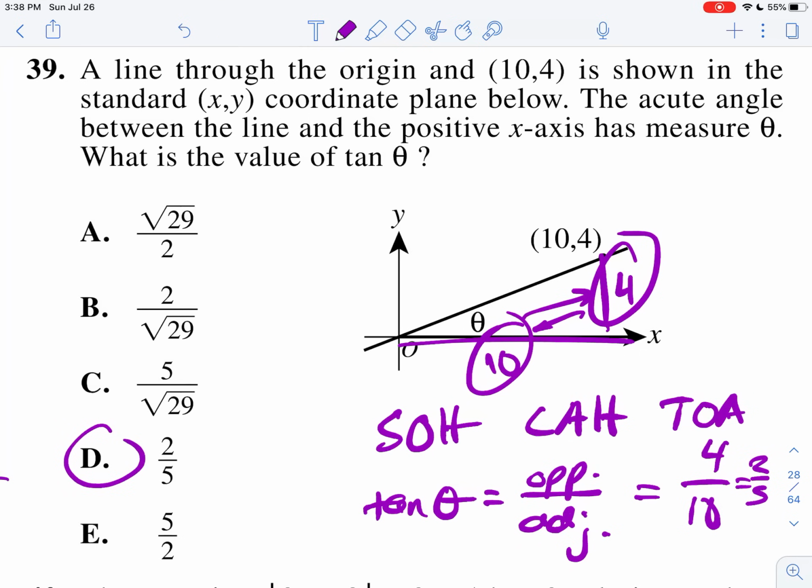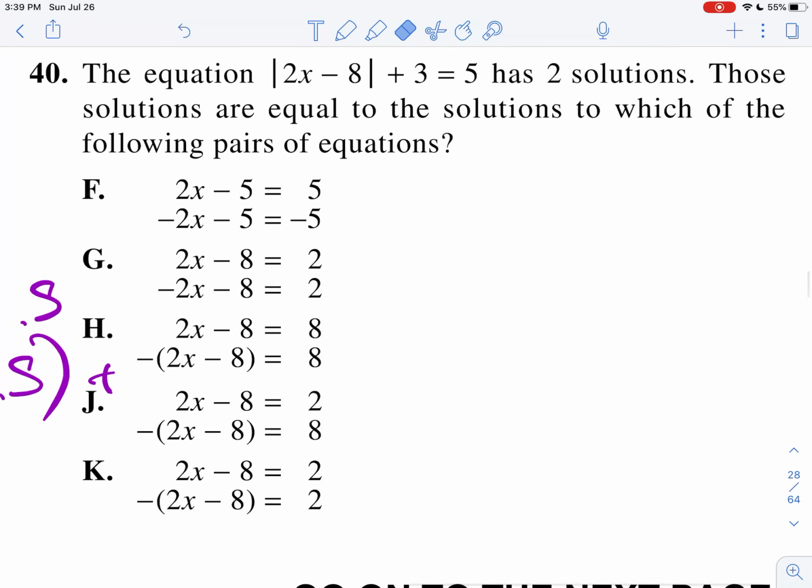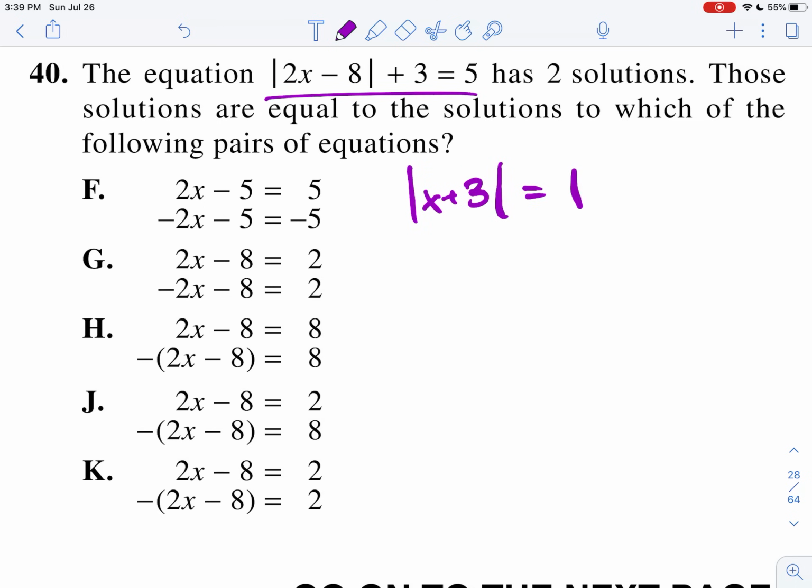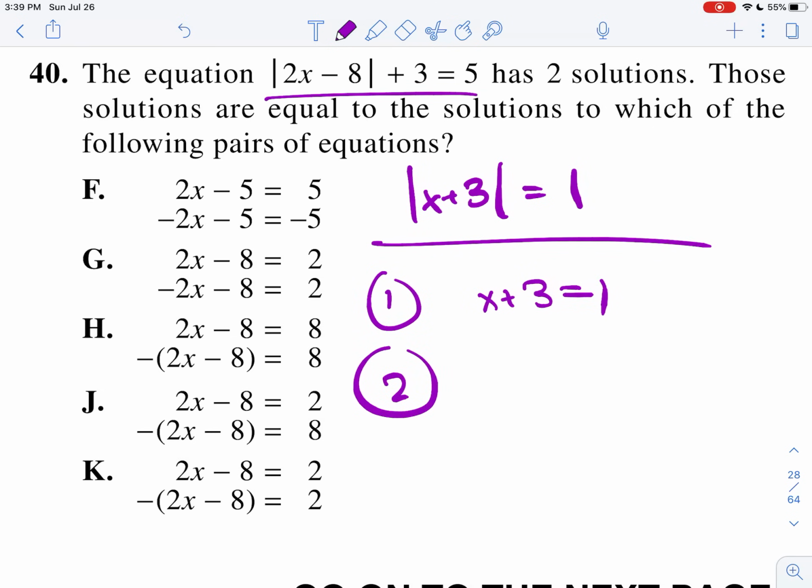39 is D. That's correct. Which of the following equations has 2 solutions? So we're finding which of the equations has the solution set for this original equation. The way that you solve absolute value equations is you take the original, and let me give you a simple example: |x plus 3| equals 1. In order to solve this, you're going to have 2 equations. Equation 1 is basically just x plus 3 equals 1. Equation 2 is the same, except you take x plus 3, make it negative, and then equal 1. You're going to solve both of these for x, and you're going to get value 1 and value 2.